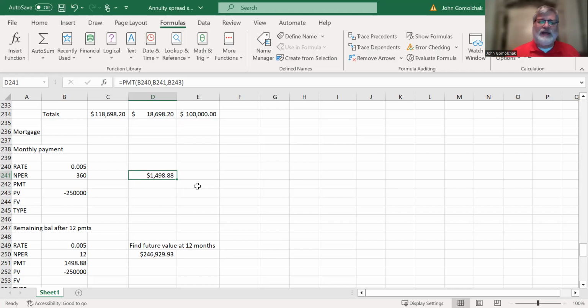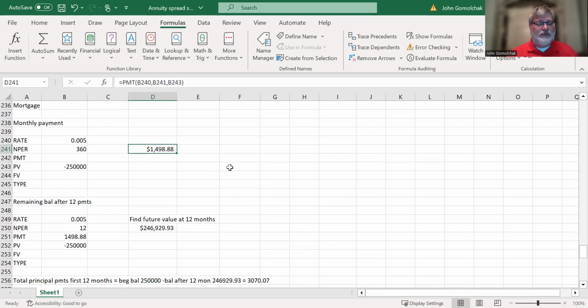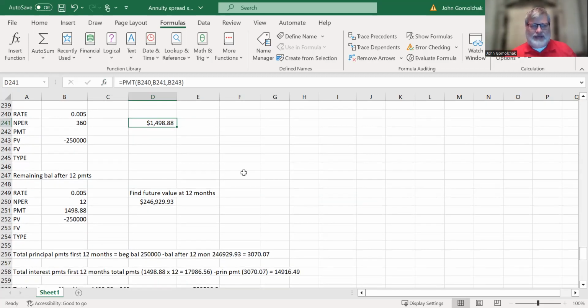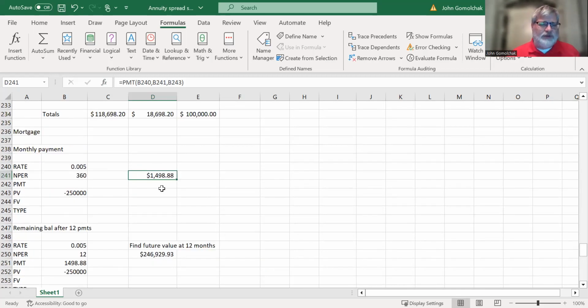1,498.87. Since I have mine in currency, the 88 rounded to the 88 cents. So in the end, we're going to have some pennies we need to deal with on the last payment. I'm not too concerned about that. So we were able to calculate the payment using the payment function, and that's what we wanted to do.